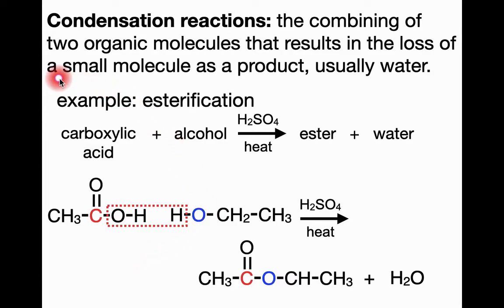Now, it says that in these reactions, a small molecule will be formed as a product, usually water. The other molecule that's common is ammonia. So if this was an amine, then this would form ammonia. So if this was a carboxamide, we would have NH2 here and H forming ammonia.